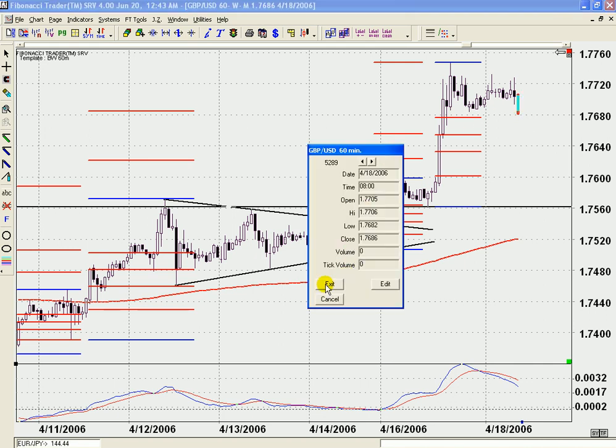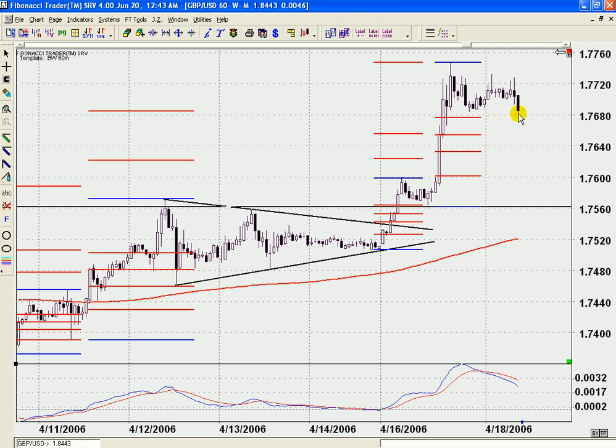It is now 8 a.m., open of the London session, and if this level holds at the open of London, then we are likely to see a real nice leg up.